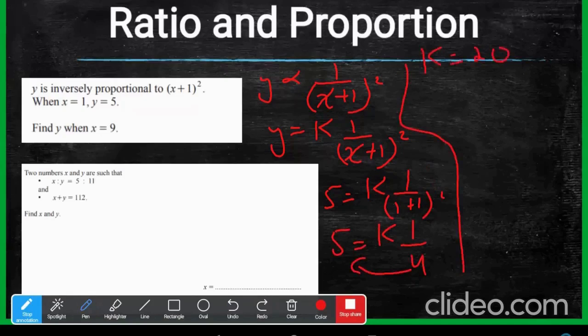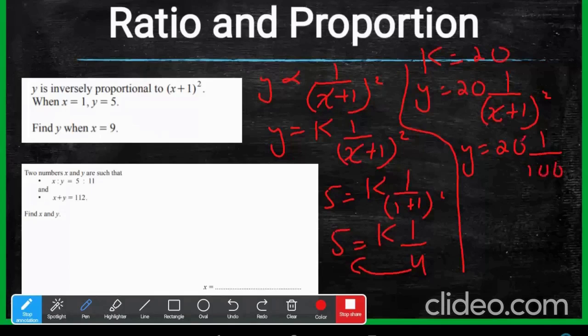Now the equation will be y is equal to 20 times 1 upon (x plus 1) whole square. Now we have to find y when x is equal to 9. So y is equal to 20. When I put x equal to 9, 9 plus 1 will be 10, and the square of 10 will be 100. Zeros cut down, 2 1 the 2 5, the y value is 1 upon 5.